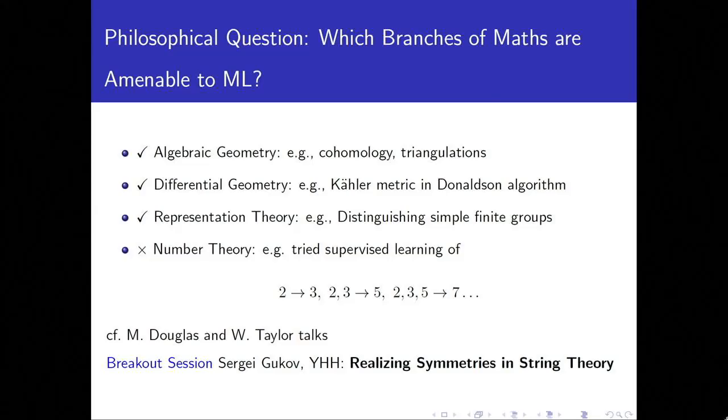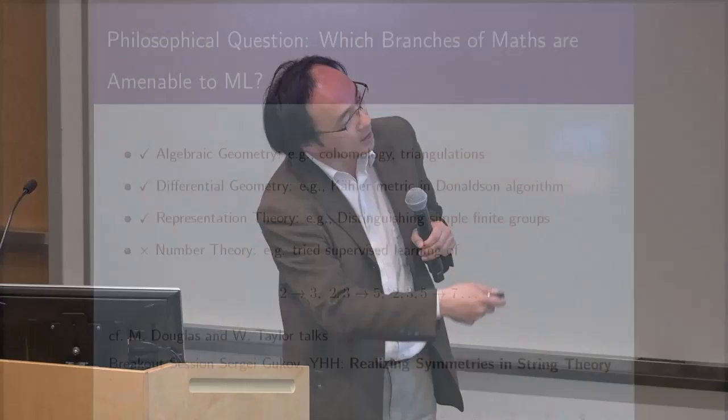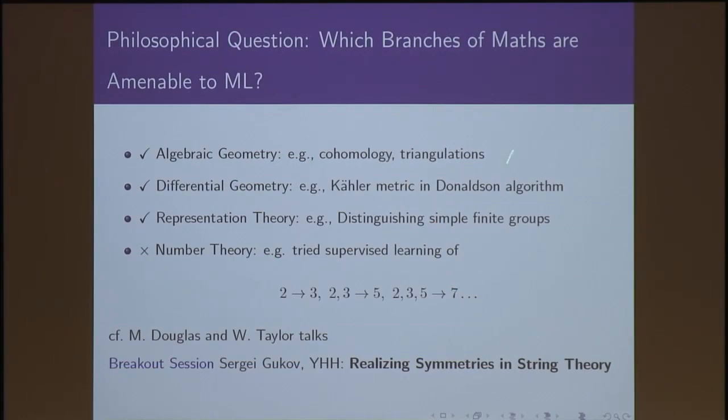Here's just an illustration of a particular thing. This distracts me onto a bigger problem, very much in the spirit of what Mike was talking about, which is which branches of mathematics are actually amenable to machine learning. Experimentally, I've tried cohomology computations, and Liam and friends are talking about triangulations. These kinds of problems are good. Problems in finding Kähler metrics are good. Representation theory, which is what I've been doing with Minyoung Kim, seems pretty good. Number theory seems pretty bad.